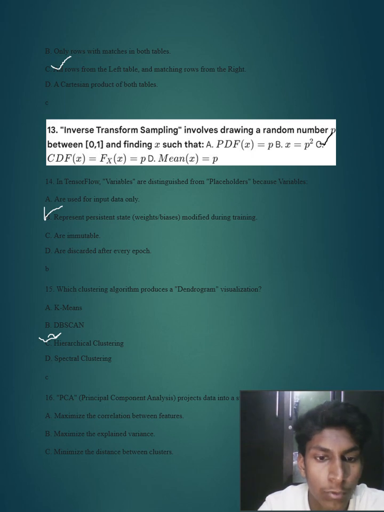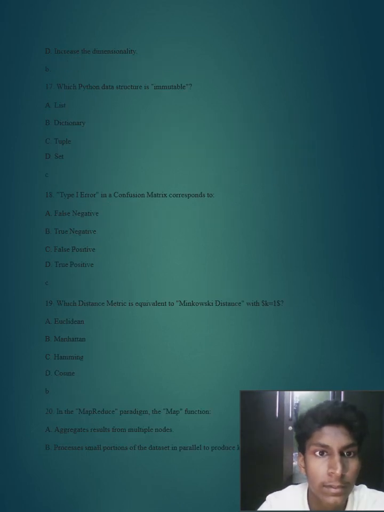Now question number 16. PCA, principal component analysis, projects the data into a lower dimension and: maximizes the correlation between features, maximizes the explained variance, minimizes the distance between clusters, increases the dimensionality. So the correct option is option B.